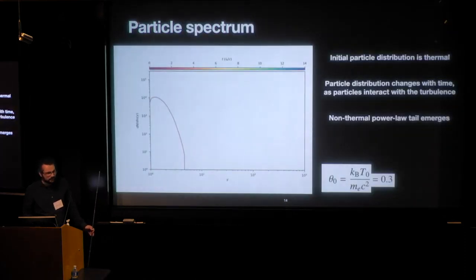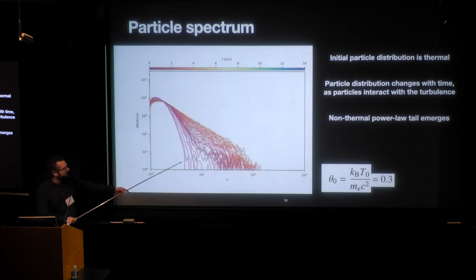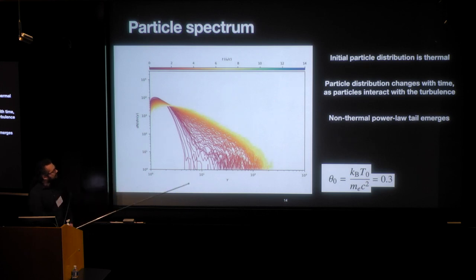So what happens statistically with particles as a whole? In the beginning, we have a thermal distribution of the particles of some temperature, and then this beautiful power law tail forms that I was talking about in the beginning.